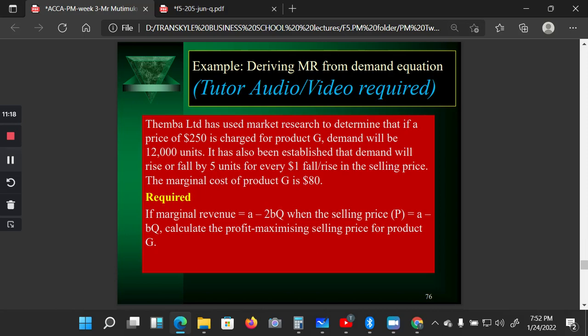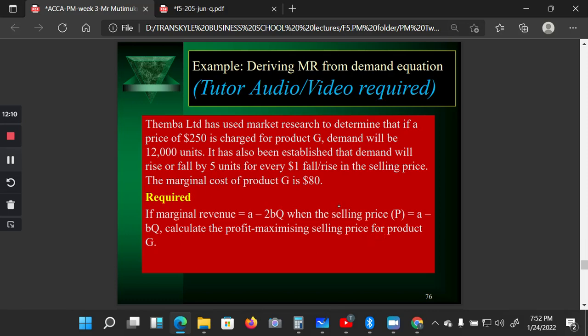Temper Limited has used market research to determine that if a price of $250 is charged for product G, demand will be 12,000 units. It has also been established that demand will rise or fall by 5 units for every dollar fall or rise in the selling price. The marginal cost of product G is $80. If marginal revenue is equal to A minus 2BQ, when the selling price P is equal to A minus BQ, calculate the profit maximizing selling price for the product G.